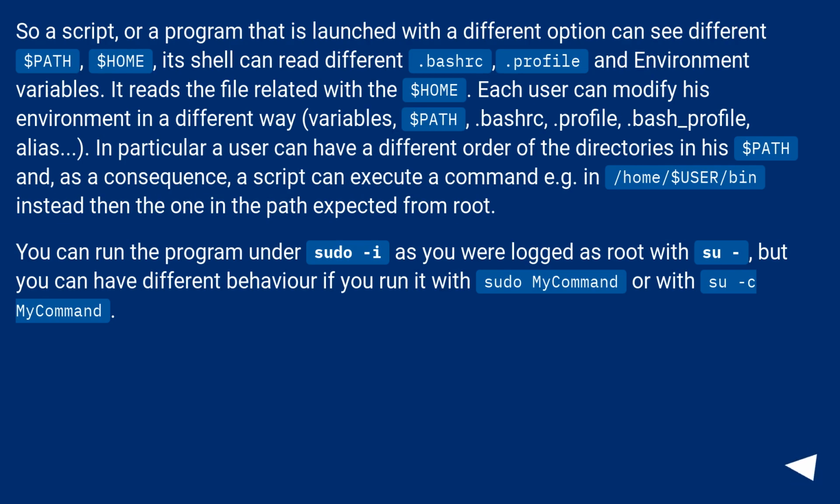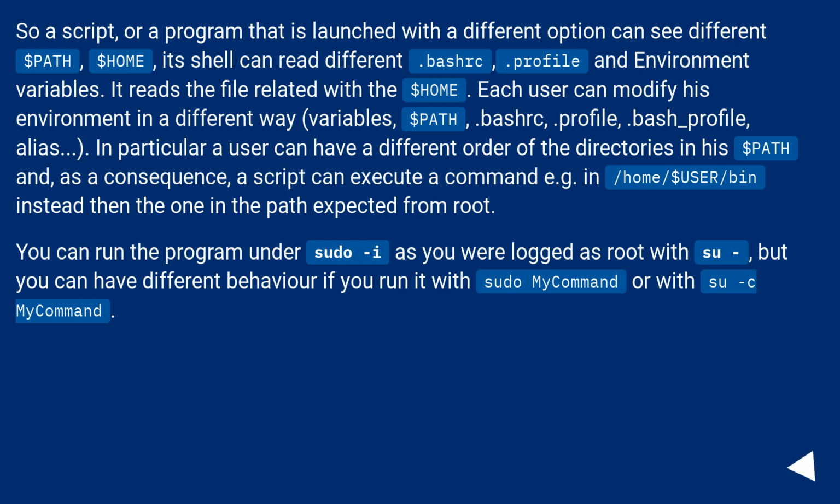So a script, or a program that is launched with a different option can see different $PATH, $HOME, its shell can read different .bashrc, .profile, and environment variables. It reads the file related with the $HOME. Each user can modify his environment in a different way. Variables, $PATH, bashrc, profile, bash_profile, alias.